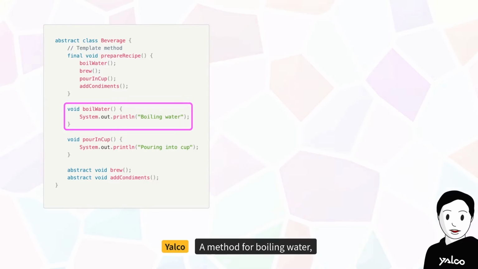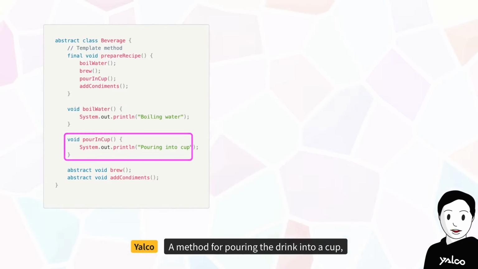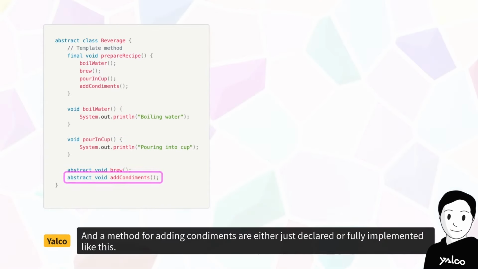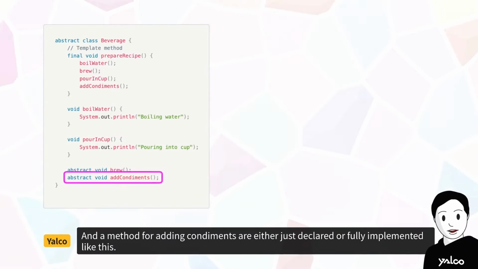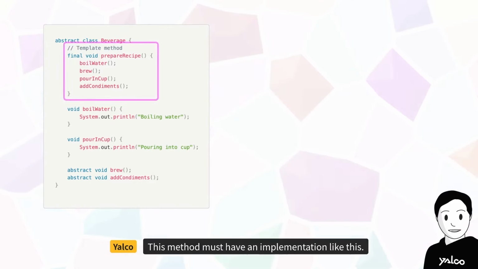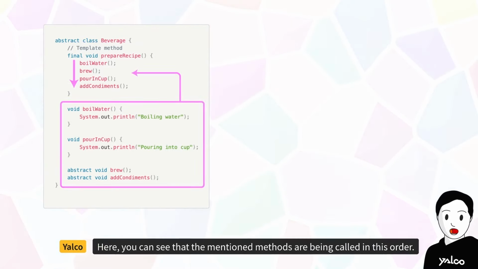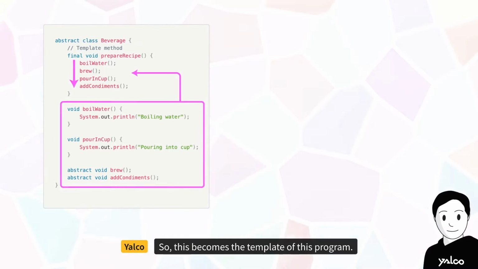A method for boiling water, a method for brewing the drink, a method for pouring the drink into a cup, and a method for adding condiments are either just declared or fully implemented like this. The reason why we need to use an abstract class instead of an interface is this prepare recipe method. This method must have an implementation like this. This method acts as the template method in this program. Here, you can see that the mentioned methods are being called in this order. So, this becomes the template of this program.